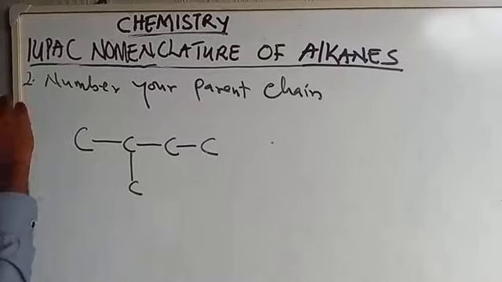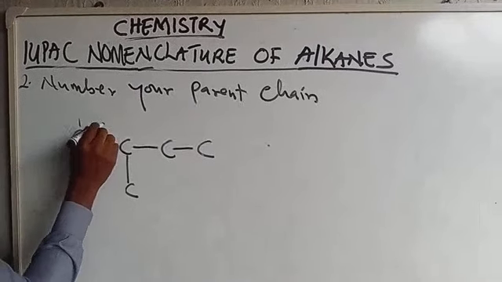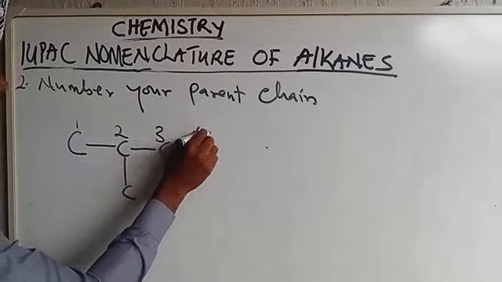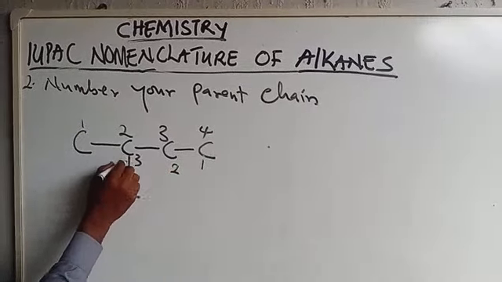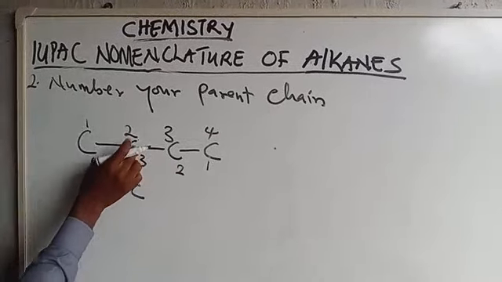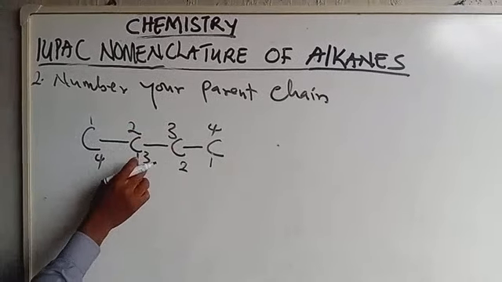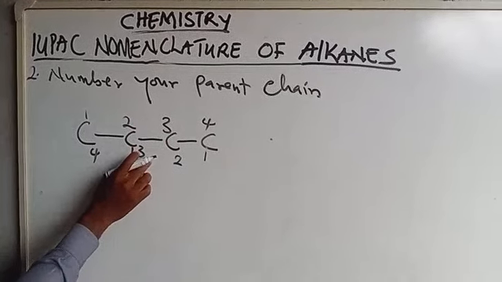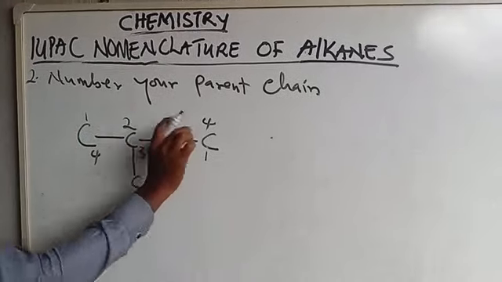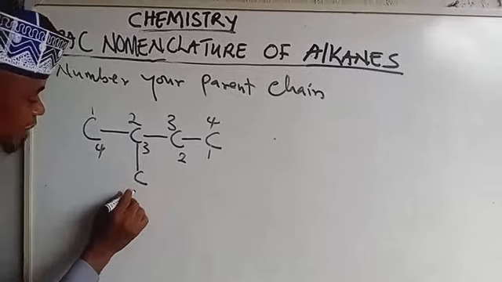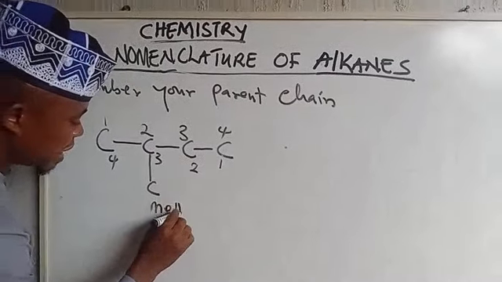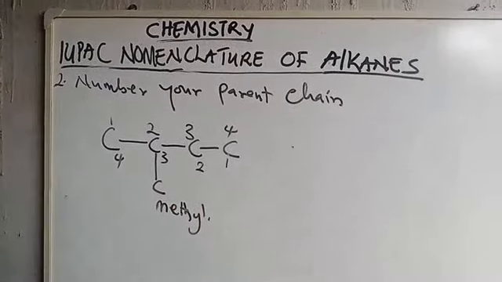So I can number this from 2 different directions. I can say 1, 2, 3, 4. That's one direction. 1, 2, 3, 4. From this direction it is on carbon 2. From this direction it is on carbon 3. So 2 is smaller than 3, so the side that gives you the smallest number is this direction. So this carbon will be on carbon 2. And you have to identify the side chain. And this is methyl, on carbon 2.